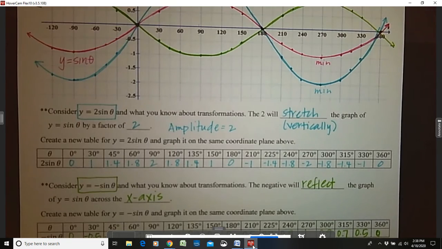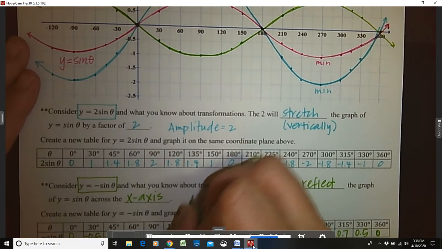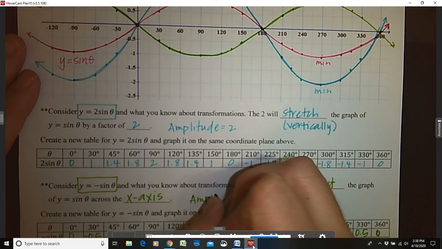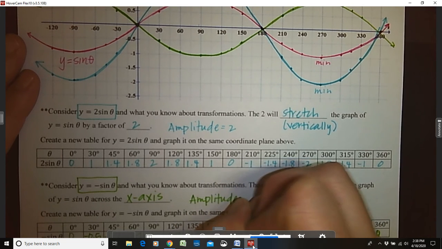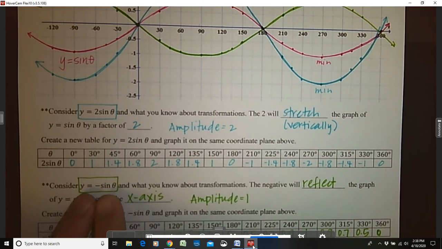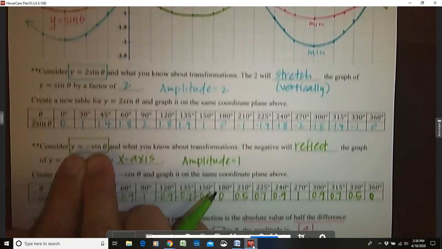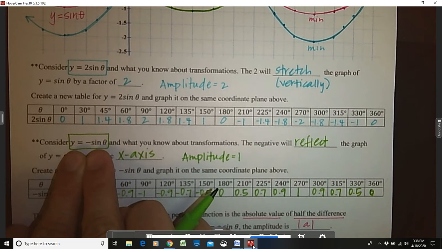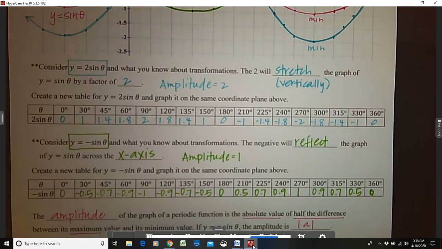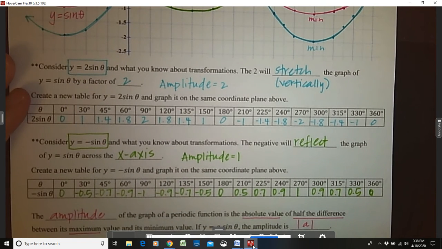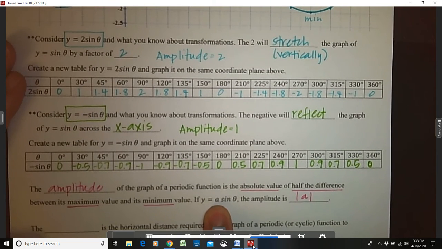Well, the amplitude of this green graph is 1. But the number out front is -1. So that's where the absolute value comes in. Basically, it says ignore the sign of whatever number's out front and just take the absolute value of it. So that's why A in our equation here is going to represent the number out front. I take the absolute value of that number and it gives me the amplitude.